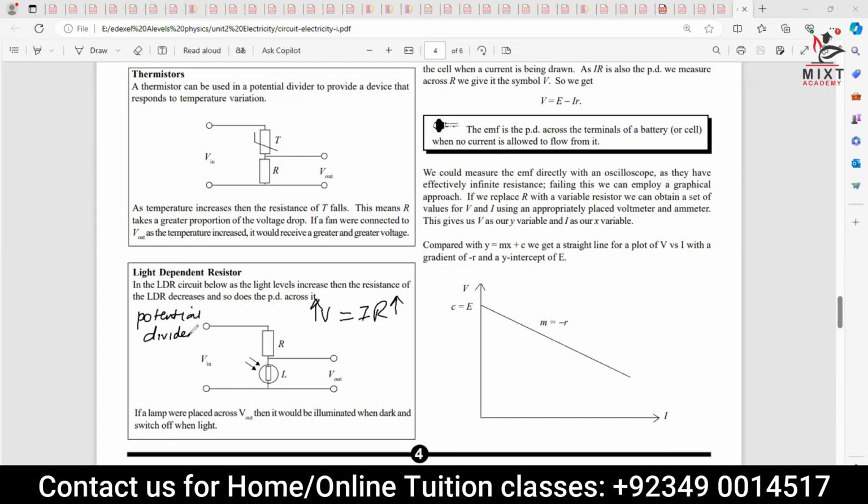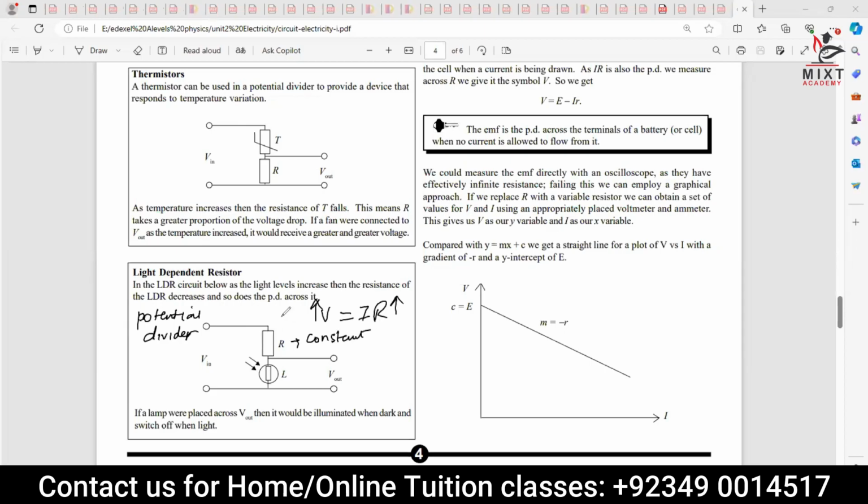Why is it called a potential divider? Because here the voltage will be divided into two: one across R and one across this L. Now my point is, listen to me. This R is a constant, fixed resistance.